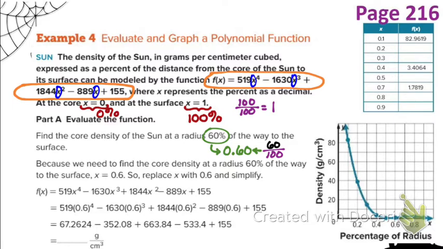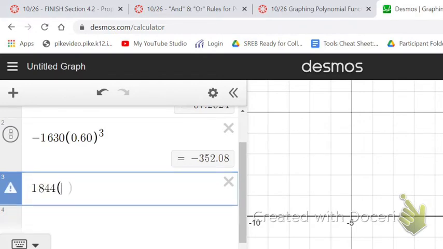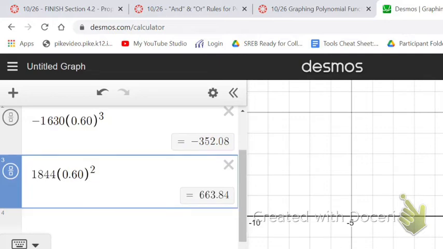352.08. We're going to do another substitution. What's the next piece? What's the next part of my polynomial? 1844. And then it has x. What are we putting in for x? 0.60. What are we doing to that x? Squaring it. You should get 663.84.